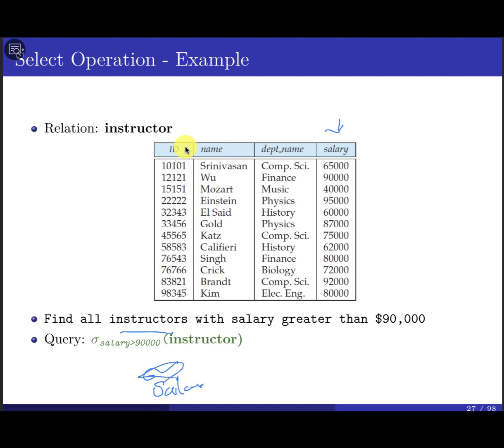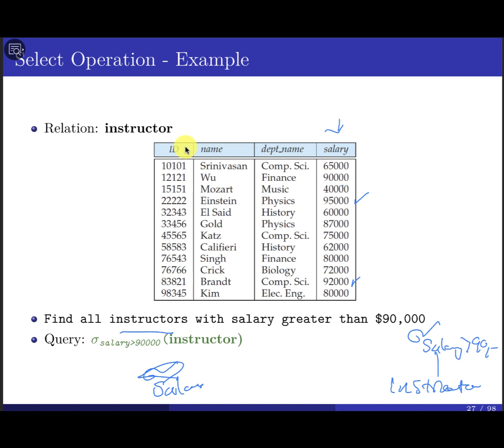Let me write this one here, on instructor. For every single tuple, I need to make sure the salary is greater than 90,000. So it is evaluated one at a time, and the only tuples that satisfy the condition are going to be part of the result. Let's say this one, and this one. So we have only two tuples in this case, based on the instance of the data.